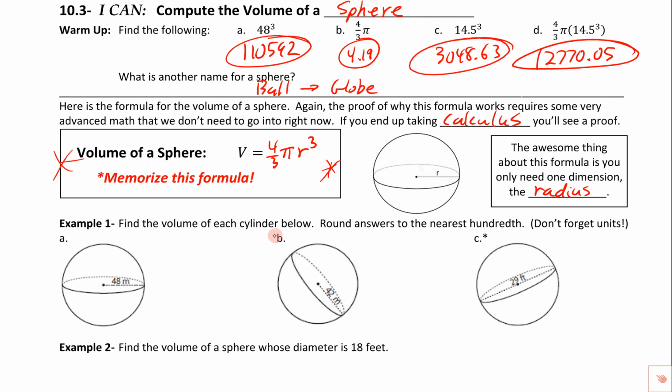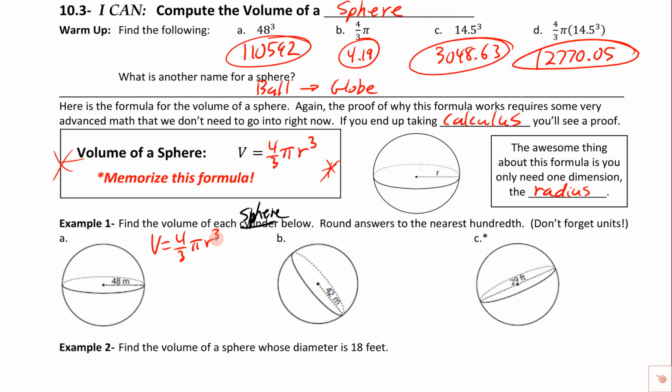It says find the volume of each. Oh, I've got an error here. That should say sphere. Again, don't forget the units. So we want to make sure that we're doing the units right now. If you would write down the formula and say it in your mind when you do the assignment, it'll get it in your head and you won't forget it. So the volume of a sphere is 4/3 pi r cubed.